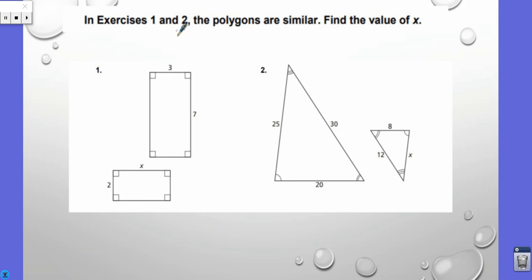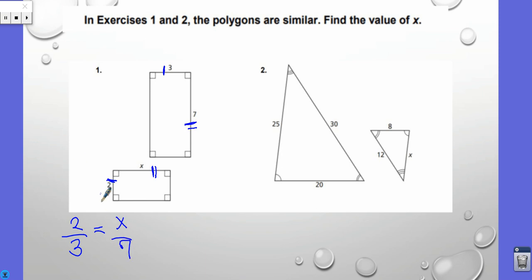Okay, so it says in exercises 1 and 2, the polygons are similar, find x. In order to find x, we need to make sure we match the corresponding sides, write a ratio, and then write a proportion for that. It seems this side should match this side, and this side should match this side. If I turn this around and line it up, we know we're good. So we can say 2 over 3 should equal x over 7.